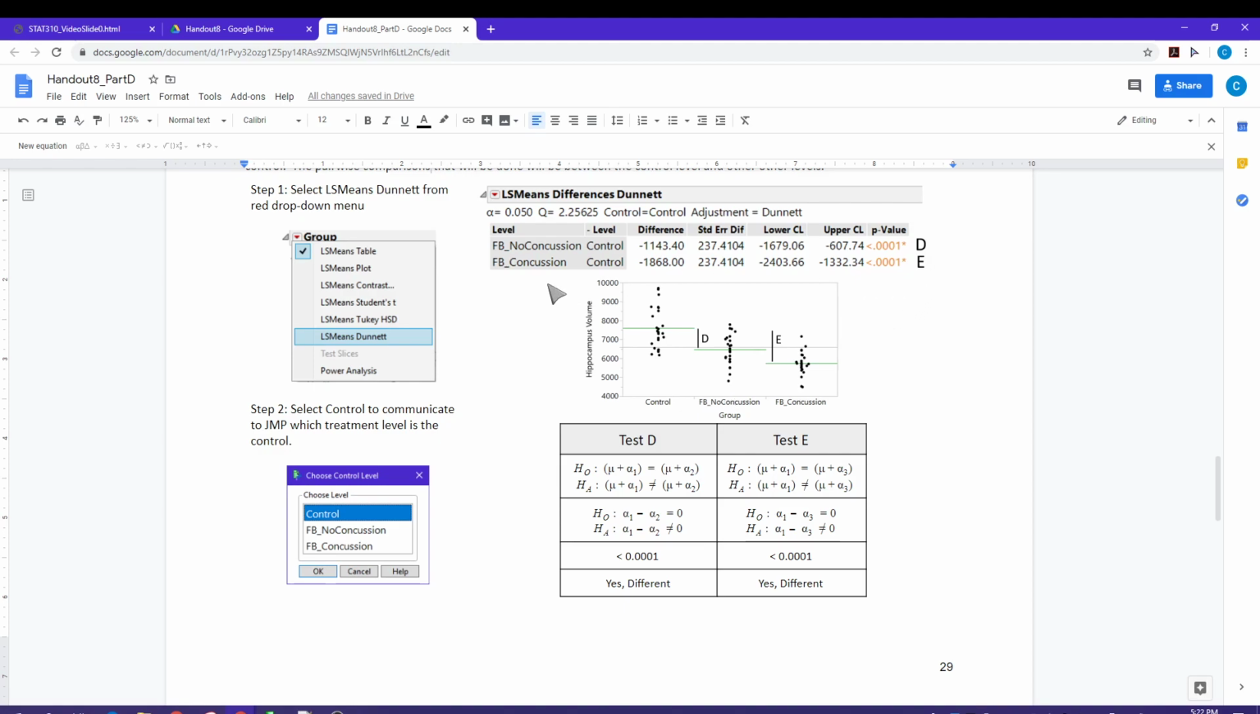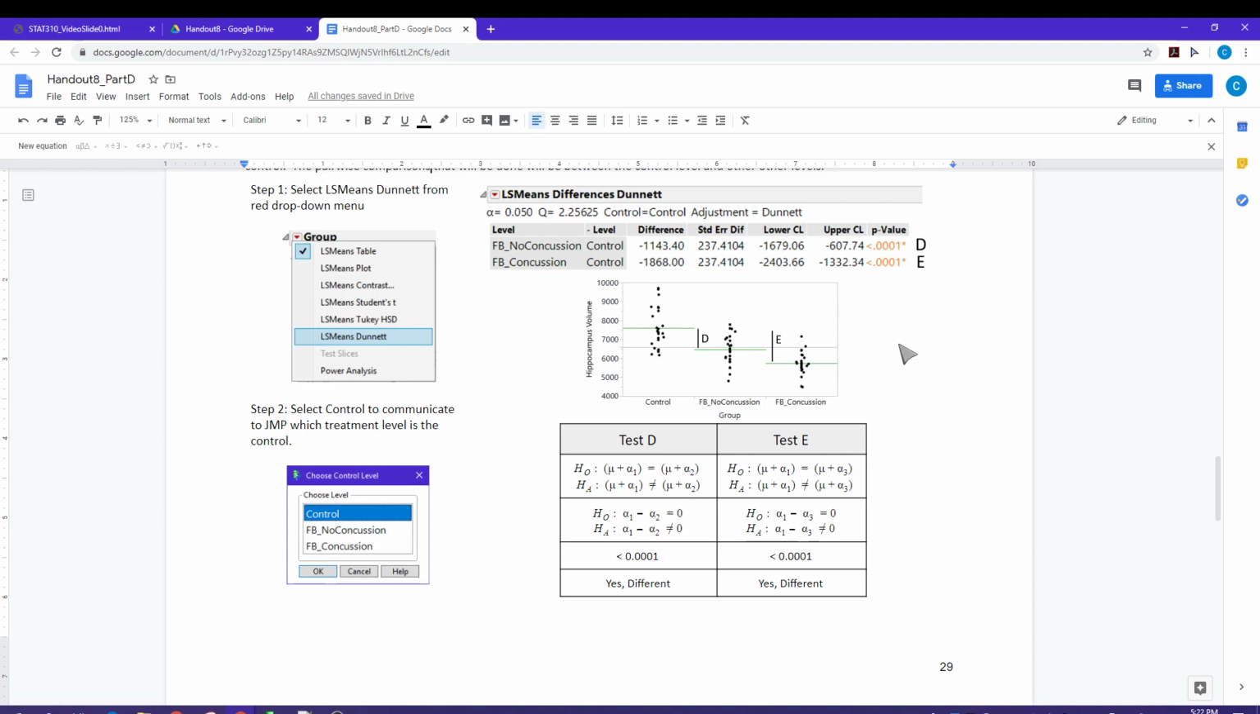Likewise, test E is comparing the football concussion group against the control. Now that difference is actually greater than the no concussion group, so I know this one's going to be significant. If this one's significant, then this one's certainly going to be significant because the averages are further apart. And I have the same number of observations in each of those groups. So the standard error here is going to be the same if I have the same number in each of those groups. So if D is significant, again, I will know that E is significant. So those are going to be different from one another.